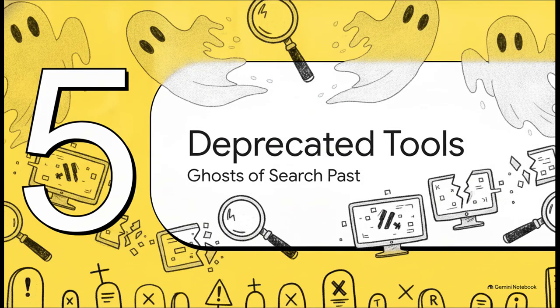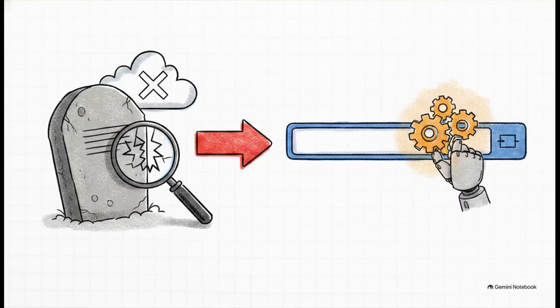Section 5. Deprecated Tools and Alternatives. The Ghosts of Search Past. We definitely need to talk about what happens when search engines evolve and just yank away the features we rely on. A prime example is the recent death of the cache operator. For years, you could just type cache followed by a URL to see a saved snapshot of a page, even if it had been deleted. Well, Google officially killed that command and removed the drop-down entirely.